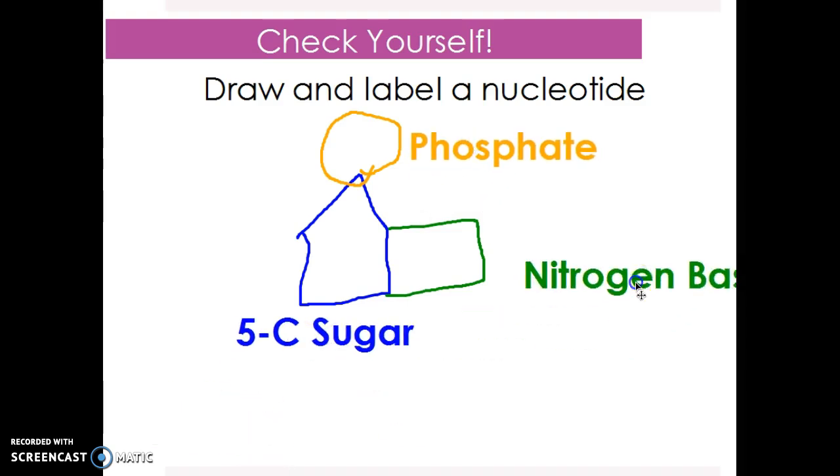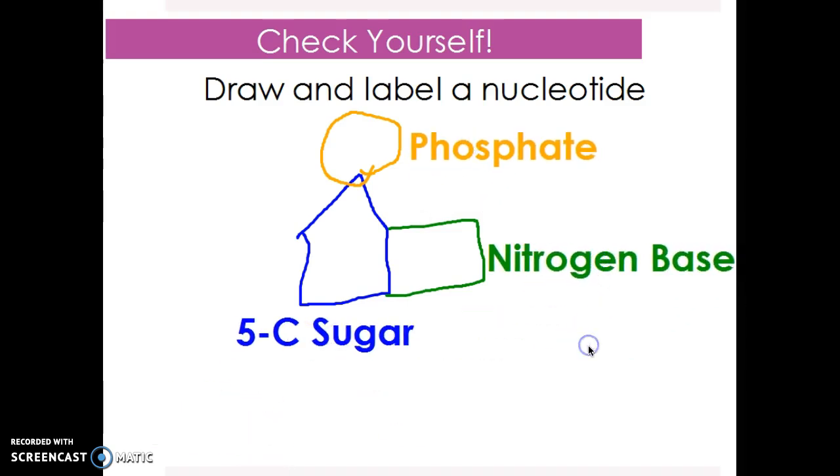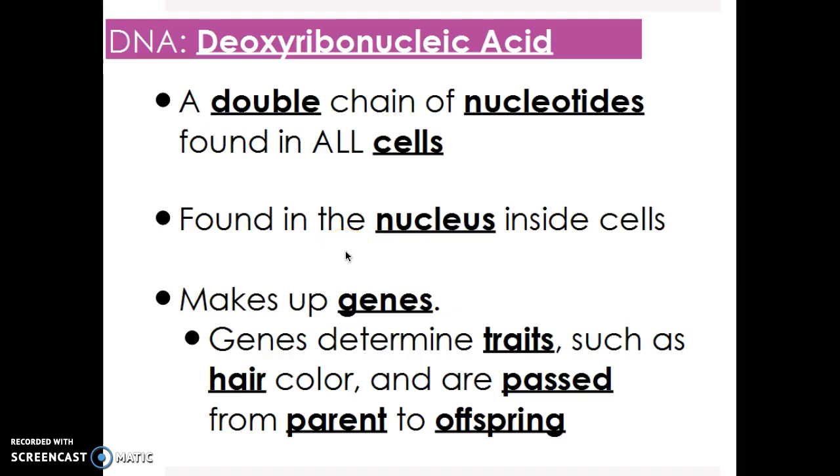I remember that this picture looks awfully close to a picture of a house: the sugar, the phosphate group looking like the sun over the house, and then the nitrogen base looking like the garage attached to the house. That's just how I happen to remember what a nucleic acid's monomer looks like: a house with a sun and a garage.